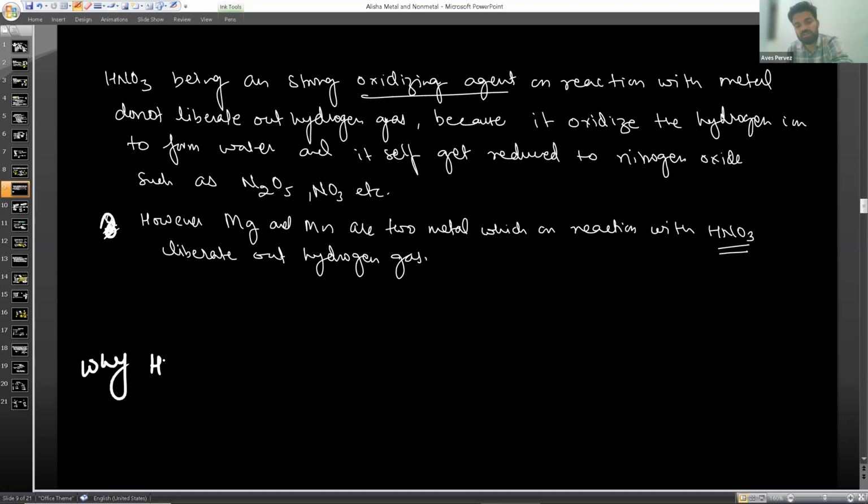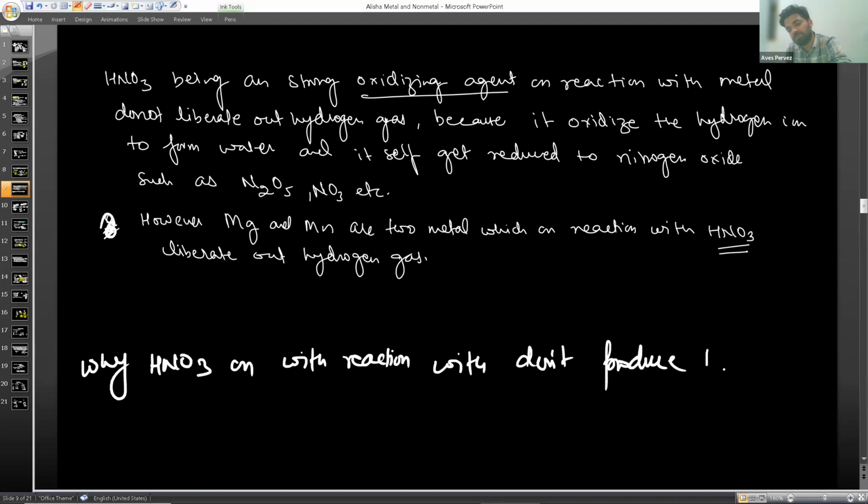So the question comes in the examination: why does HNO3 on reaction with metals not produce H2 gas? You have to memorize this answer first, and then I will listen to it from you, and then you have to write it. HNO3 being a strong oxidizing agent on reaction with metal does not liberate hydrogen gas because it oxidizes the hydrogen ions to form water and itself gets reduced to nitrogen oxides such as N2O5 or NO2.